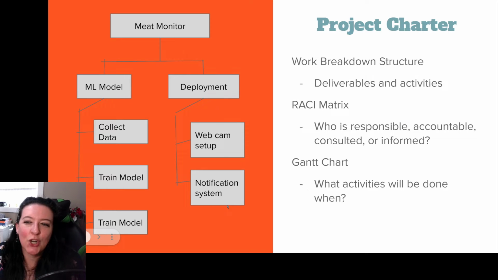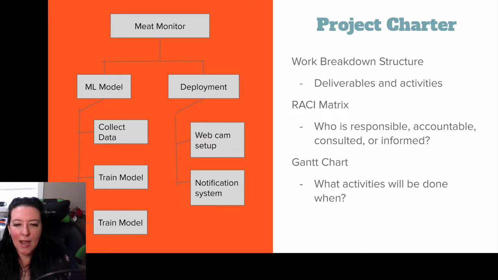When we do a project charter, we often have a couple graphs or tables, charts in our project charter. We have a work breakdown structure, a RACI matrix, and a Gantt chart. So let's just take a look at these. Let's start with the work breakdown structure. So the work breakdown structure is kind of a flow chart here that shows the deliverables and activities and how they tie together. So we have at the top the project itself, which is to have this meat monitoring system.